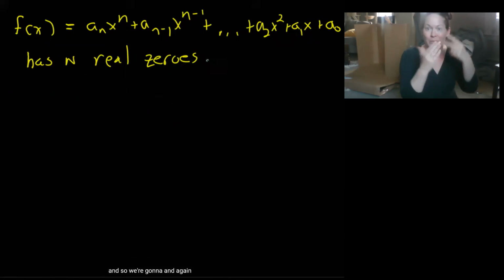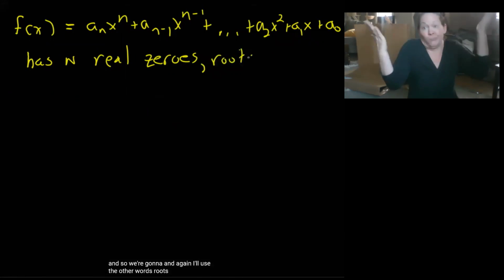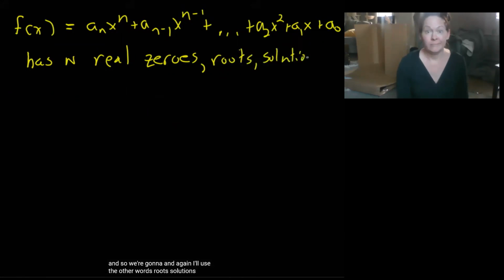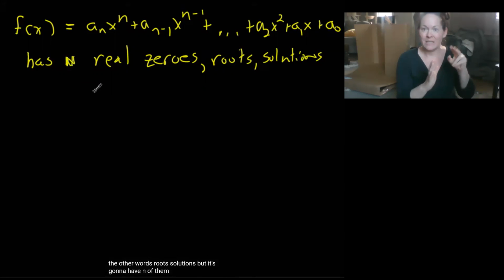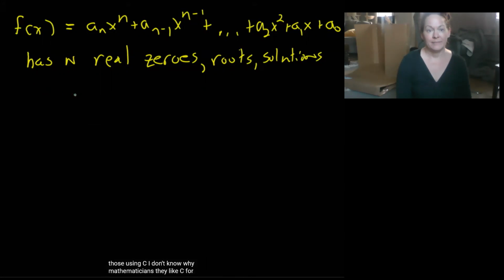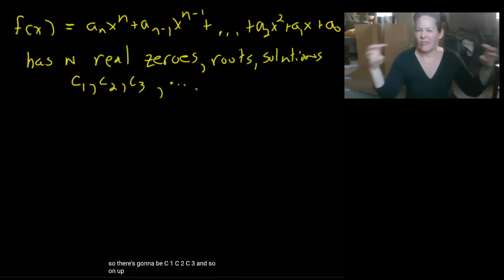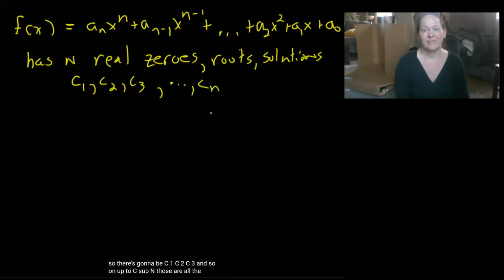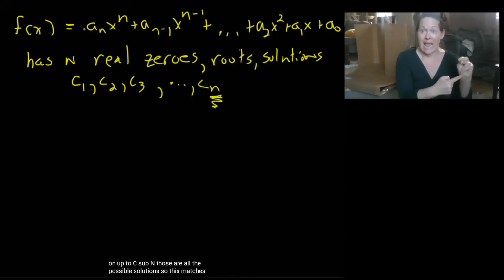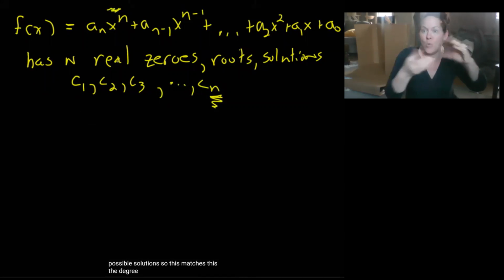And so, again, I'll use the other words, roots, solutions, but it's going to have n of them. So we can write those using C. I don't know why mathematicians, they like C for the roots. So there's going to be C1, C2, C3, and so on, up to C sub n. Those are all the possible solutions. So this matches the degree.